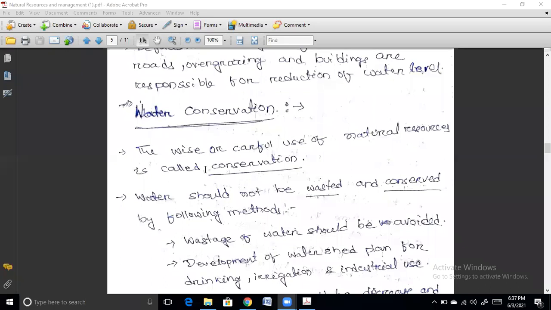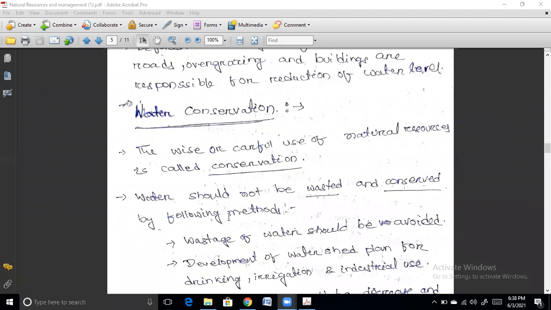And natural resources, we divided into two categories: one is renewable resources, and the other is non-renewable resources. Renewable resources are the resources which are present in unlimited quantity, meaning they are being replaced again and again. Where cycling happens, recycling happens, that is called a renewable resource.